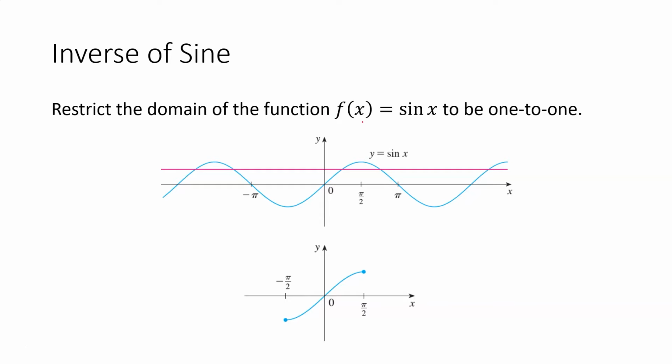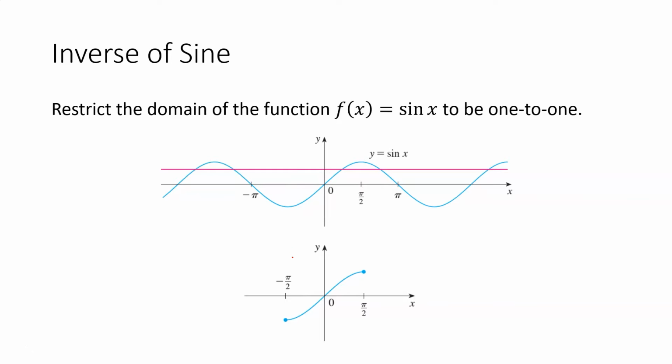In order to define the inverse of the sine function, we first need to specify an interval on which the sine function is 1 to 1. Because clearly, if we look at the graph of the sine function over the whole real line, it is certainly not 1 to 1. For instance, if I draw this horizontal line, it passes through the graph of sine at many different points.